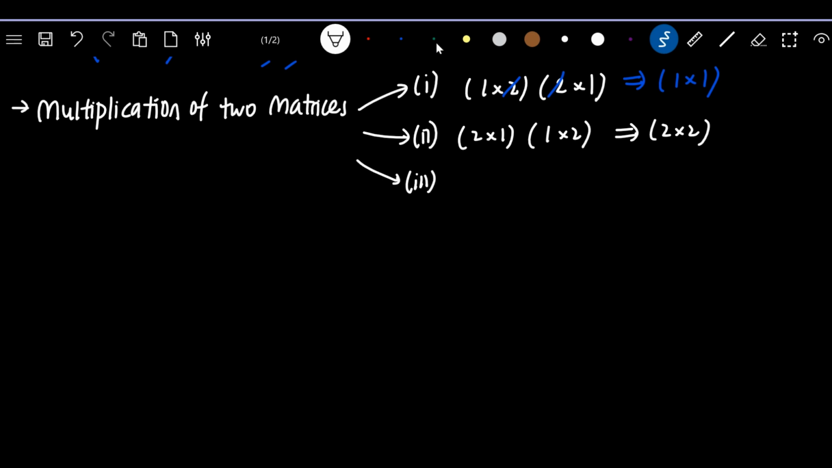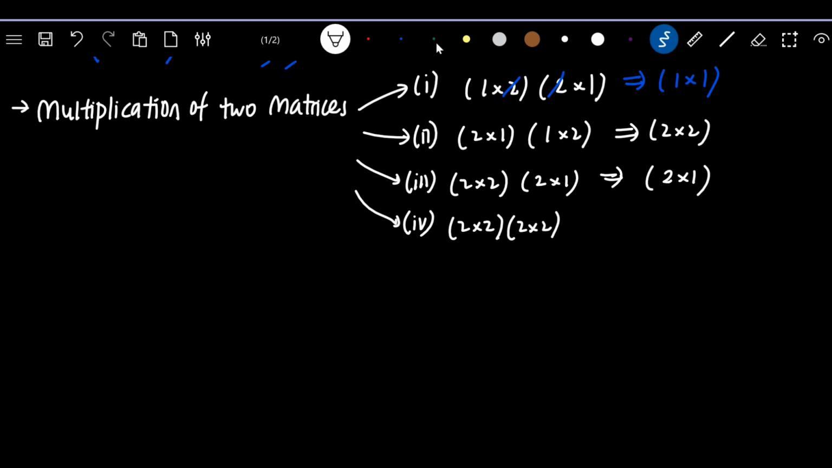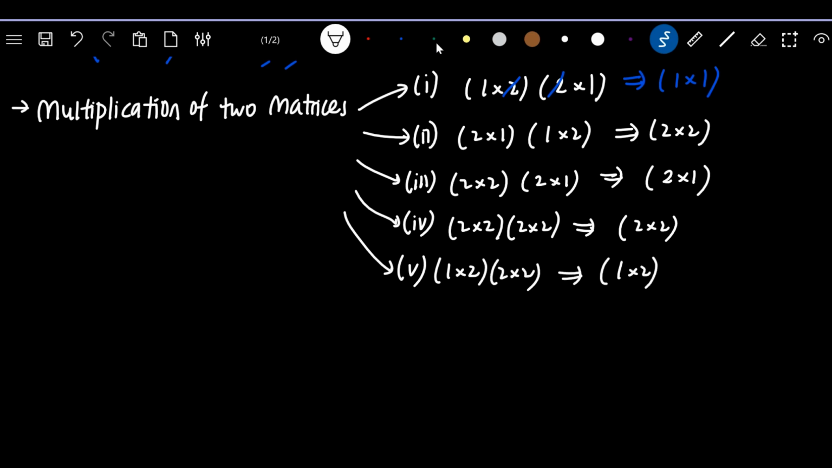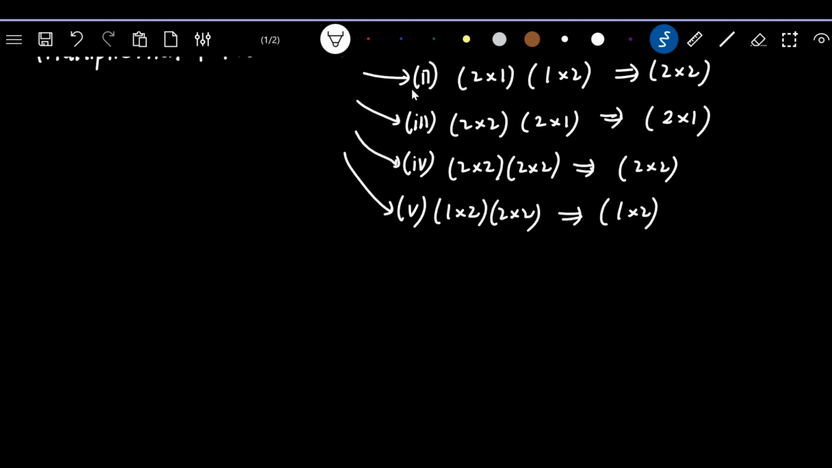Then the third case will be a 2 times 2 matrix times a 2 times 1 matrix. It will combine and become a 2 times 1 matrix. And then the fourth case, a 2 times 2 matrix times a 2 times 2 matrix. It will become a 2 times 2 matrix. And then the fifth case, which is a 1 times 2 matrix and a 2 times 2 matrix, will become a 1 times 2 matrix. So now we go to the first case first.